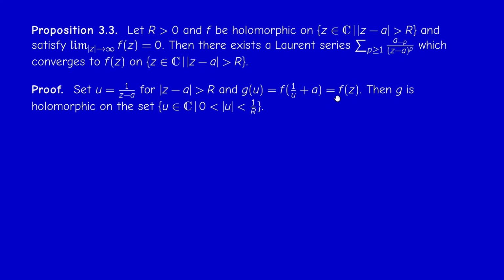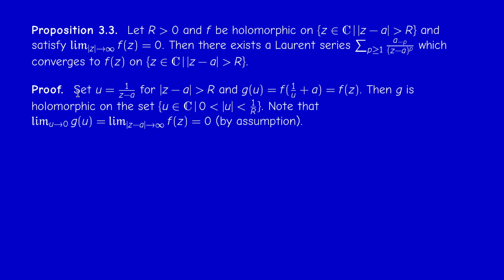So if f is holomorphic, g is holomorphic, but the domain is different, because by this change of variables the outside of the disk becomes the punctured disk. And the point at infinity corresponds to 0. When z minus a tends to infinity, or z tends to infinity, same thing, u tends to 0. And now I use my assumption that f vanishes at infinity. Of course, when the modulus of z tends to infinity, the modulus of z minus a tends to infinity. It's the same thing.